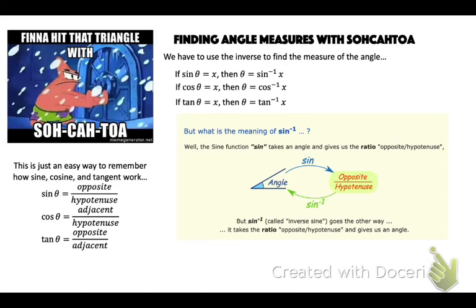Anyway, the sine function takes an angle and gives us a ratio. So this is called the inverse sine. It goes the other way, but it gives us an angle instead of a ratio. Okay, kind of what I was just explaining.